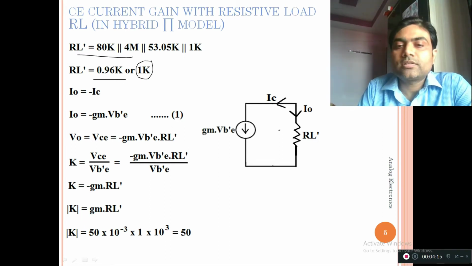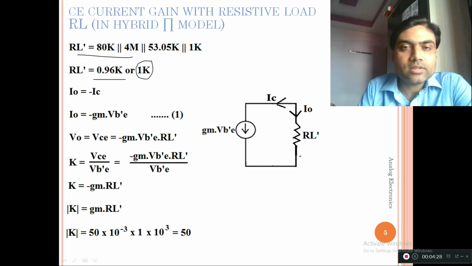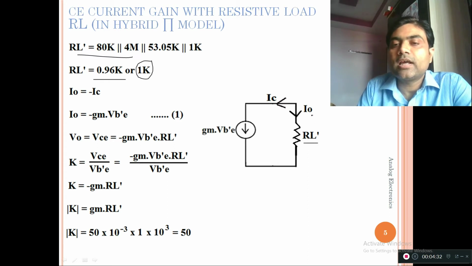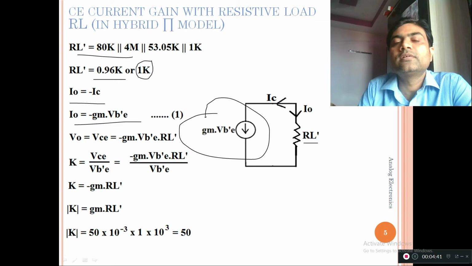Now this is the diagram. What is the difference between the previous diagram, which we discussed in lecture number 4, and this one? Here we have not omitted the output resistance because we are considering this RL. So we are putting RL dash, and IO and IC again have the opposite relationship. IO is nothing but minus GM into VB'E. This is the only current source present in the circuit. So IO becomes minus GM into VB'E.